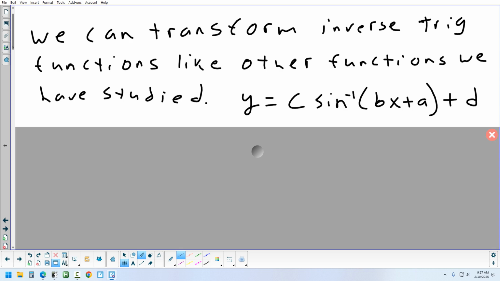Cecilia, if C is negative, that's going to cause my graph to? It would be a vertical flip over the x-axis. Yep, so that's a vertical reflection, a flip, and it is over the x-axis.